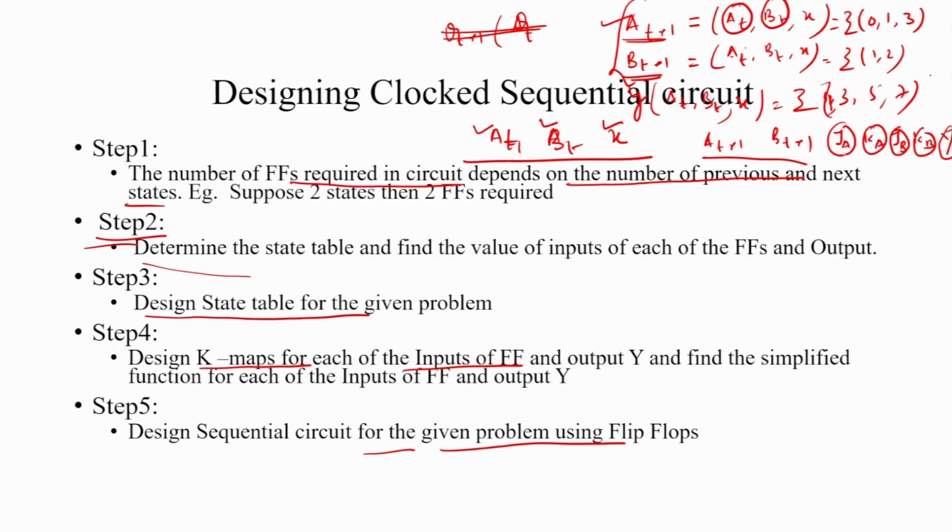That is why here we use DA, and for determining the input DA, we take the previous state At and next state At plus 1. For determining the input DB, we use Bt and Bt plus 1. Similarly, we can use a T flip flop or an SR flip flop to design a sequential circuit.